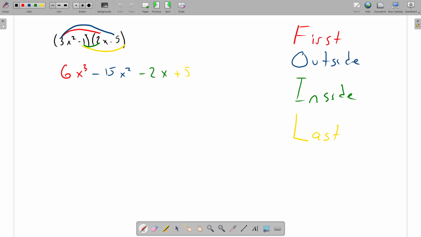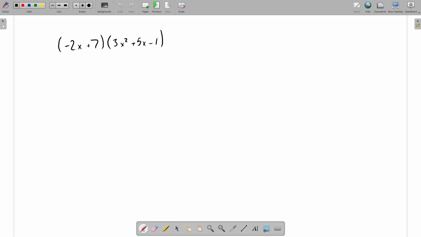But what if you don't have two binomials? What if you have a binomial and a trinomial? Well, in that case, the FOIL acronym doesn't work. FOIL only works, the acronym at least, if you have two binomials.